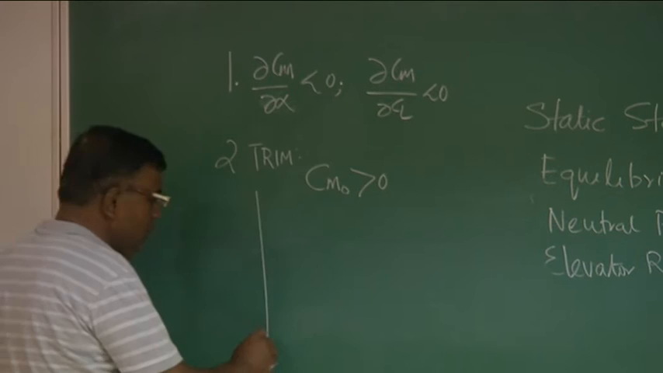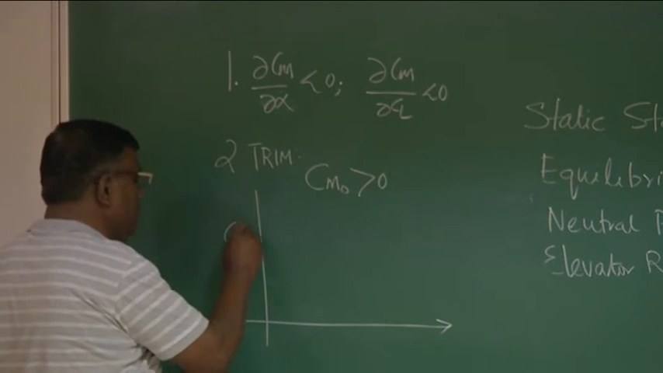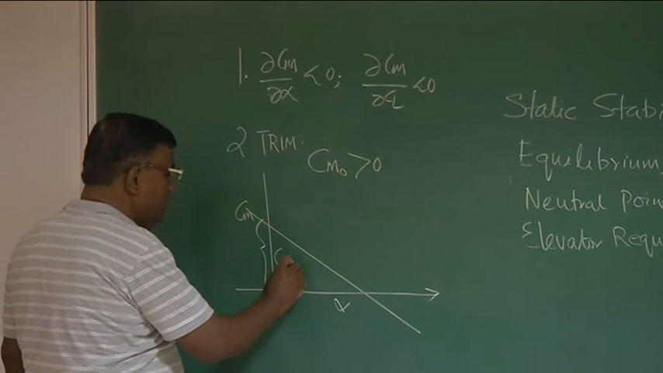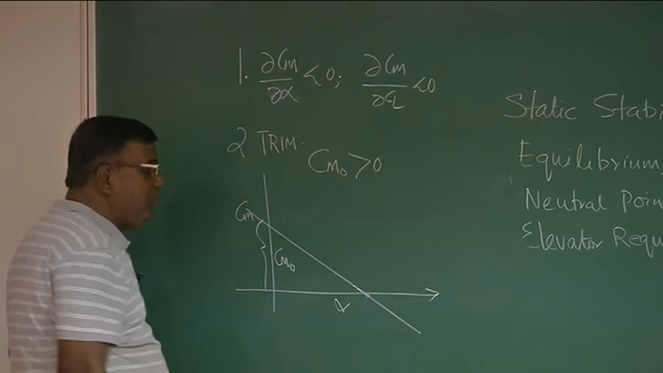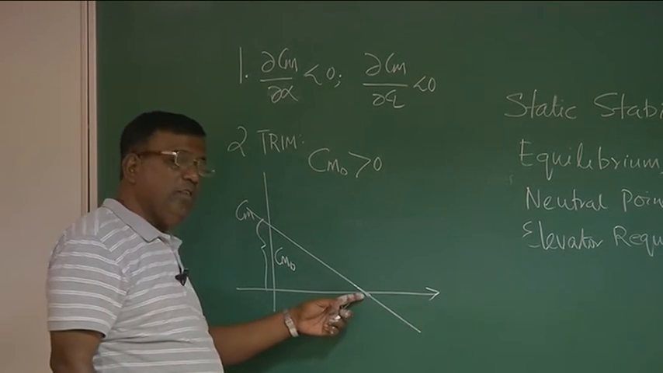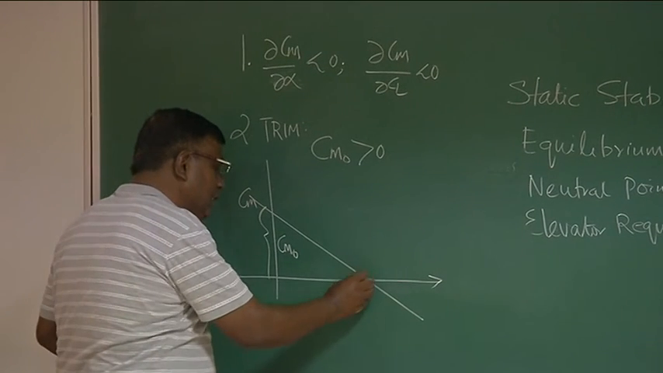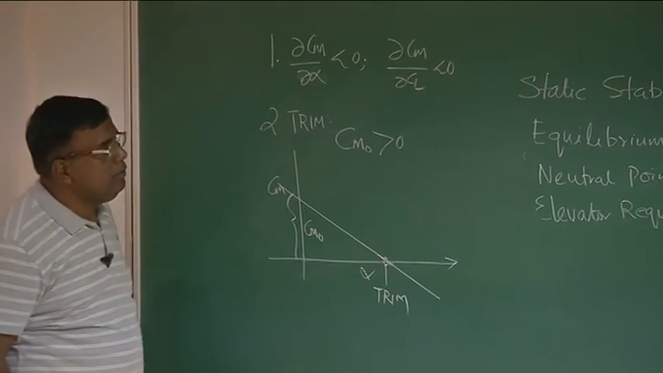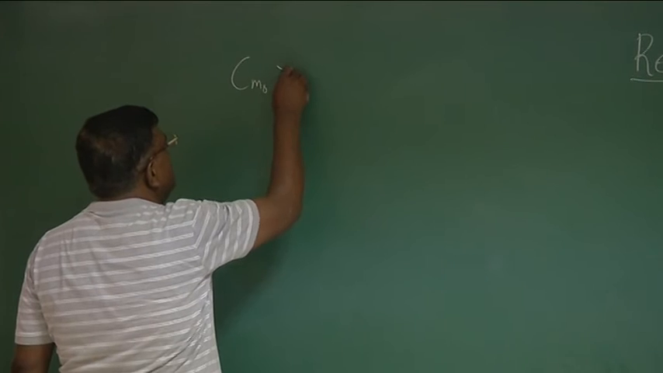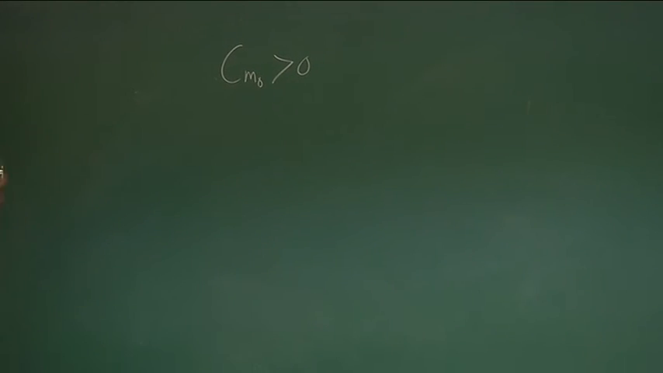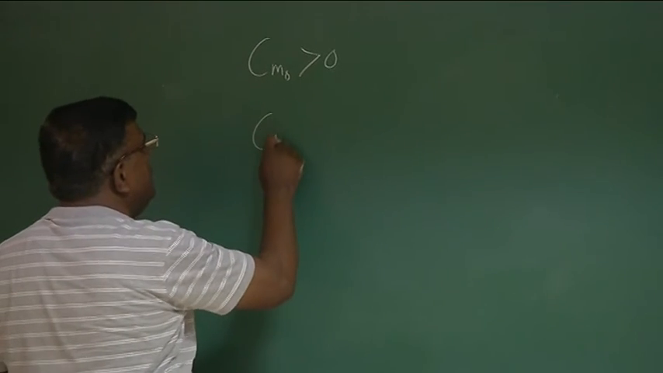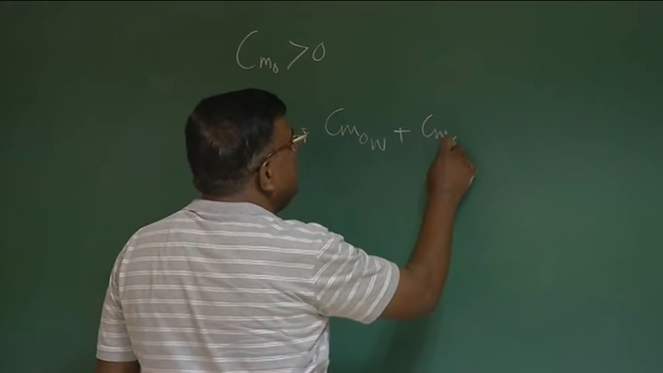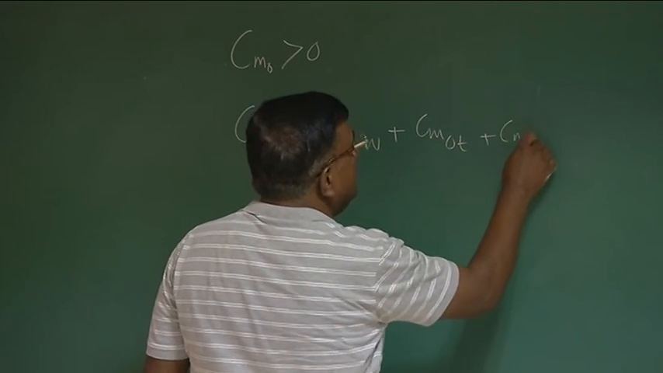So finally, we are focused on a variation of Cm versus alpha like this, where this is Cm naught and this is Cm alpha. The catch point is Cm alpha, that is the slope of this line, at trim, that is at this point. That is important. This is your trim point. Right? Clear? We are talking about Cm naught greater than 0, and we also realize that Cm naught will be because of Cm naught wing plus Cm naught tail plus Cm naught fuselage.